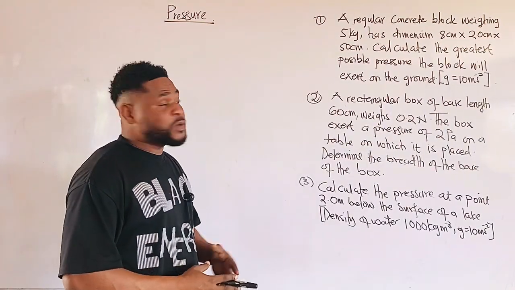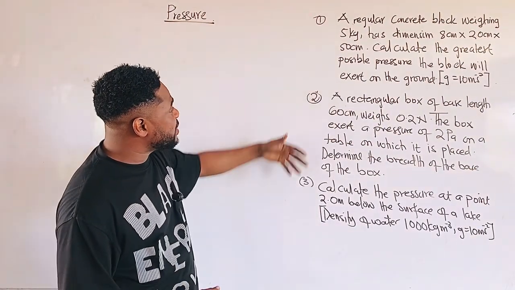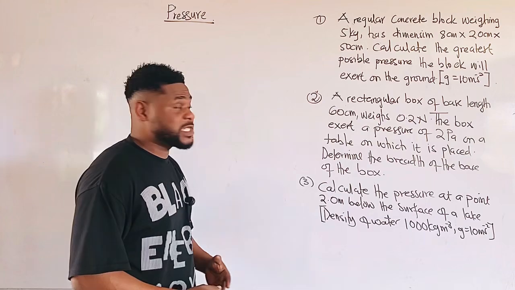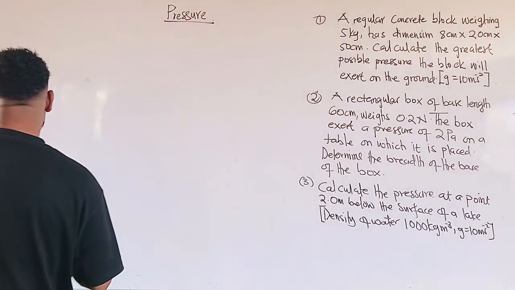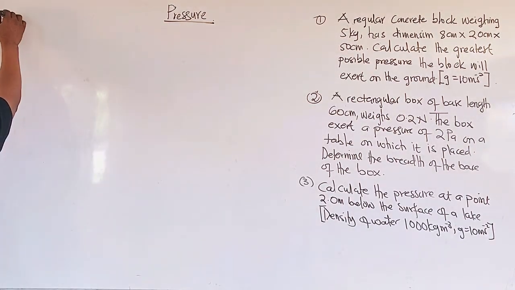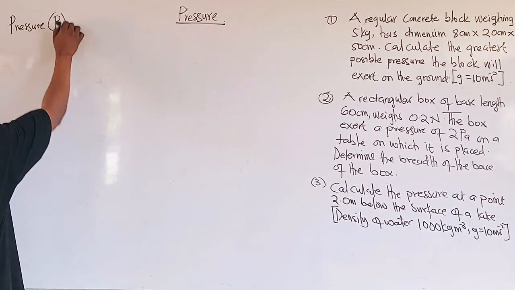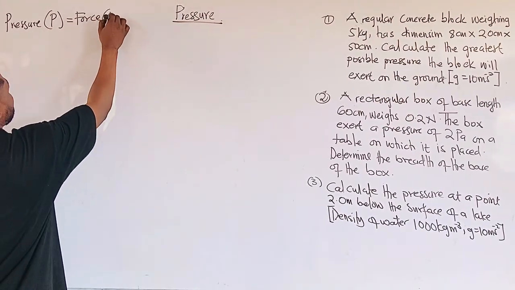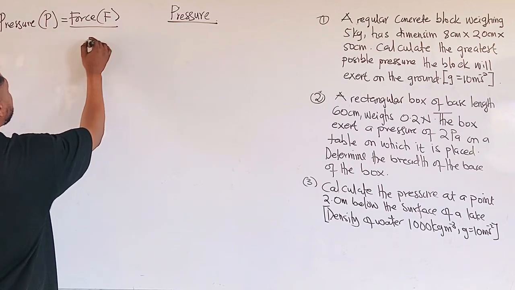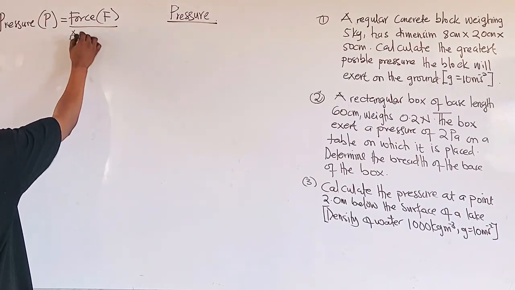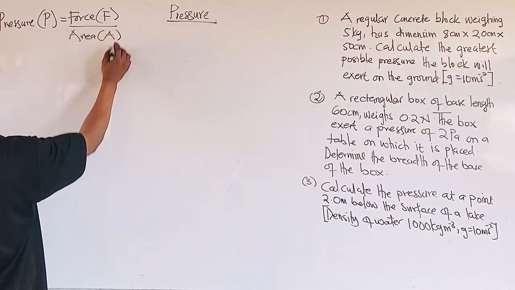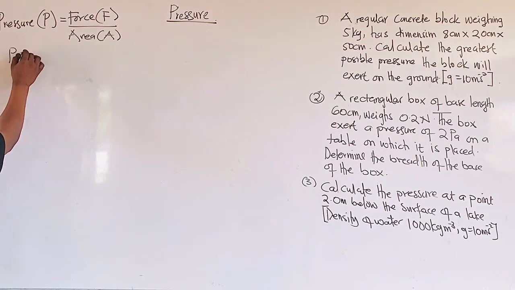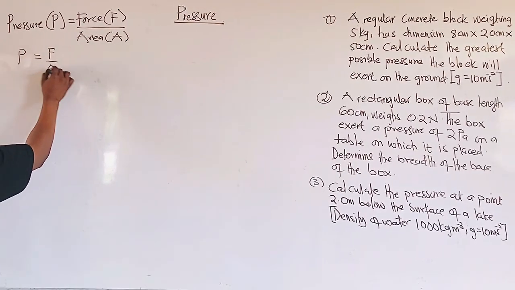In this episode, we want to look at how we can answer these 3 questions under the topic pressure. But before we look at them, let me take you through some formulas that we can use to do our calculations. Now, from the definition of pressure, pressure can be defined as the force acting on a body per unit area. So mathematically, we say pressure is equal to force divided by area. So in short, we can say P equals F over A.